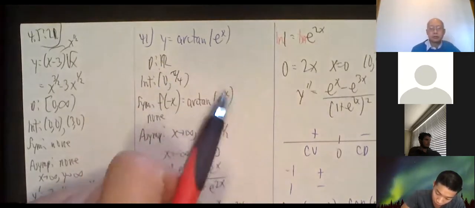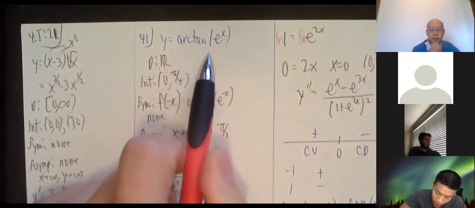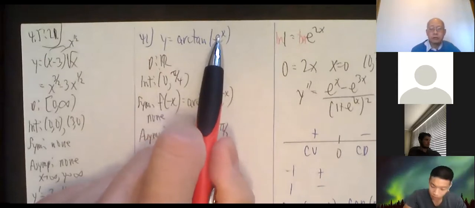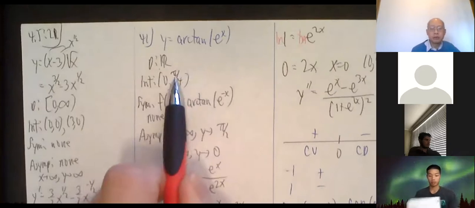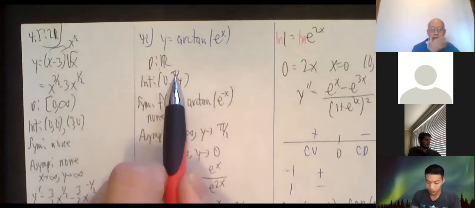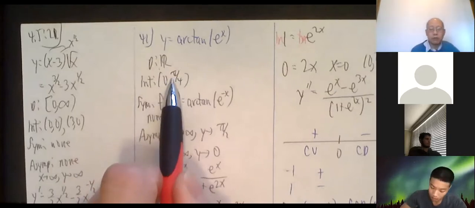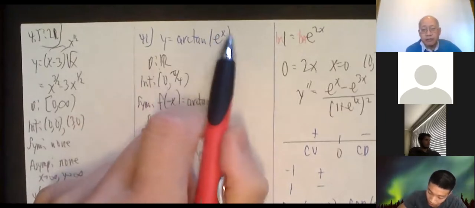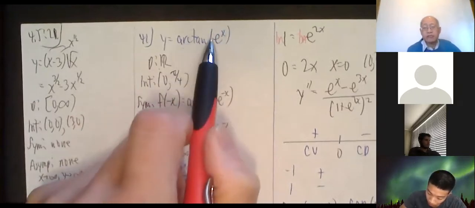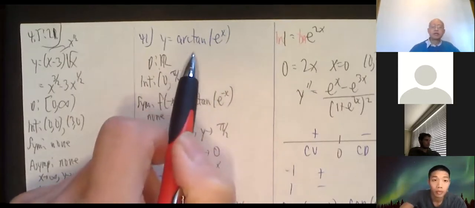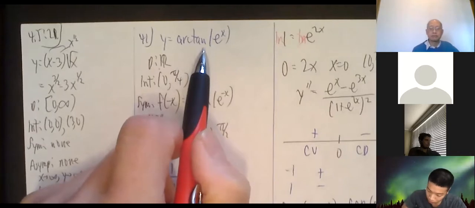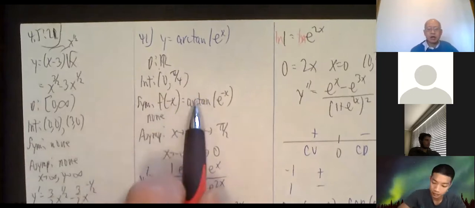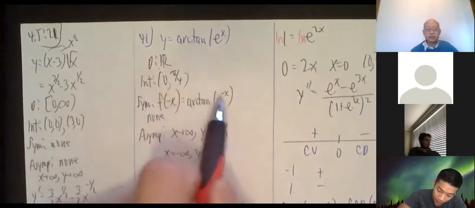Intercepts. Well, plug in 0. E to the 0 is 1. Arctan of 1 is pi over 4, because the tangent of pi over 4 is 1. So (0, pi over 4). By the way, e to the x is always positive. Arctangent of a positive number is positive. So this will never touch the x-axis. Y equals 0 is not possible. Symmetry, there isn't any. F of negative x is arctangent of e to the negative x. That has no relation to this, so there's no symmetry.